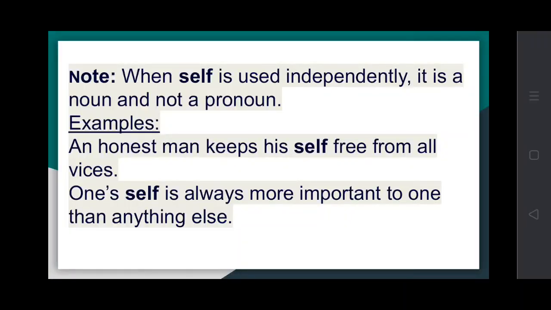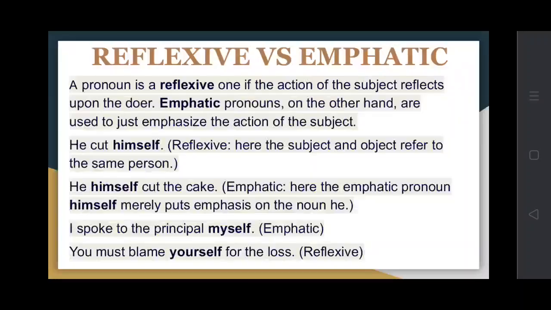When self is used independently, it is a noun and not a pronoun. So this also you keep in mind. Like, an honest man keeps his self free from all vices. One's self is always more important to one than anything else. So here self is used as a noun, not a pronoun.